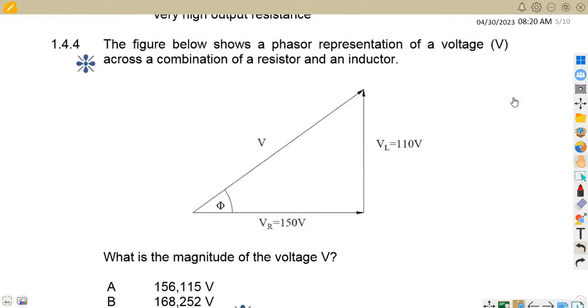From the figure that we have, it shows a phasor representation of a voltage V across a combination of a resistor and an inductor.